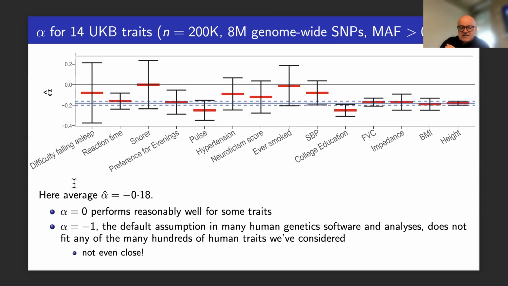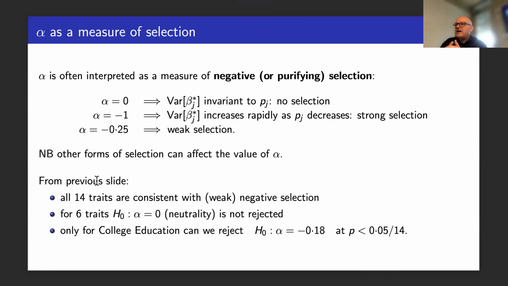So this alpha parameter, this relationship between MAF and heritability, is often interpreted as a measure of negative or purifying selection. Alpha equals 0 says that the unscaled effect size variance is constant. Alpha equals minus 1 says that the scaled effect size, in other words the heritability, is constant over SNPs. Our recommended average value is minus 0.25; as I said, our estimate was minus 0.18 for those particular phenotypes. So it's somewhere around about that.